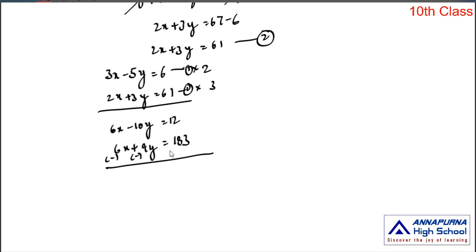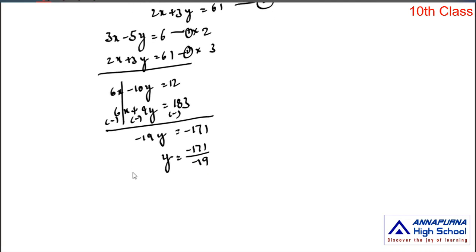Now subtract the second equation from the first equation. Change the signs of the second equation. Plus 6x minus 6x cancel. Minus 10y minus 9y, minus 19y, is equal to 12 minus 183, minus 171. So y is equal to minus 171 by minus 19. So therefore y is equal to 9.